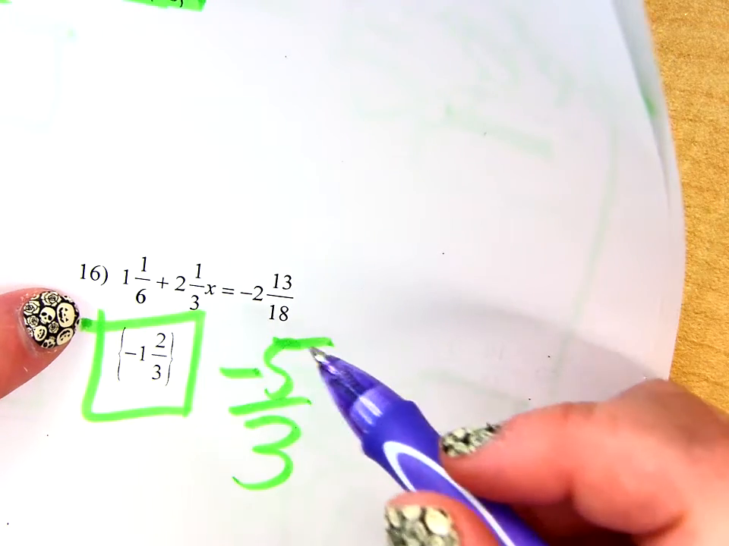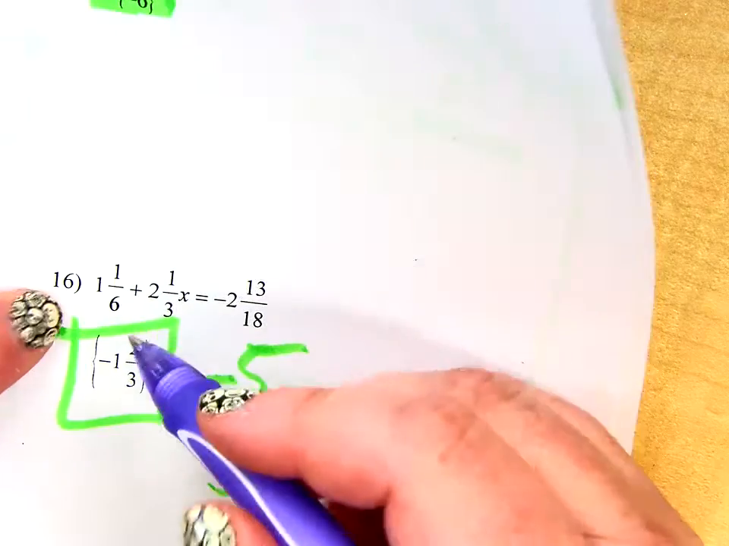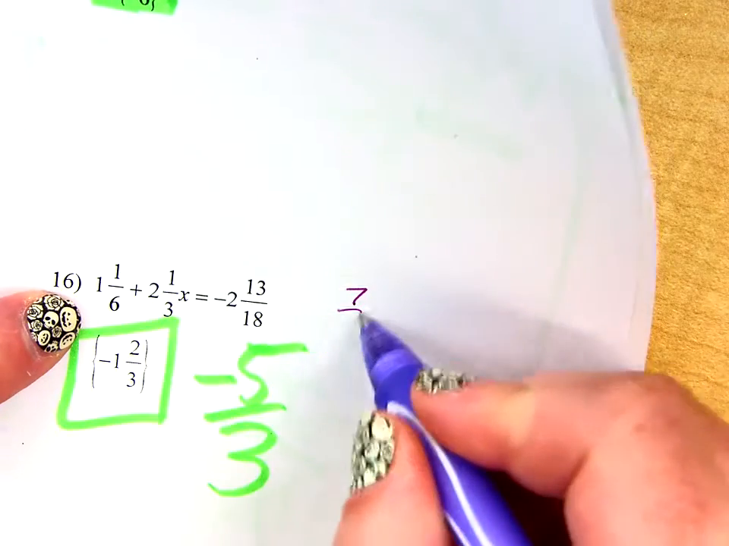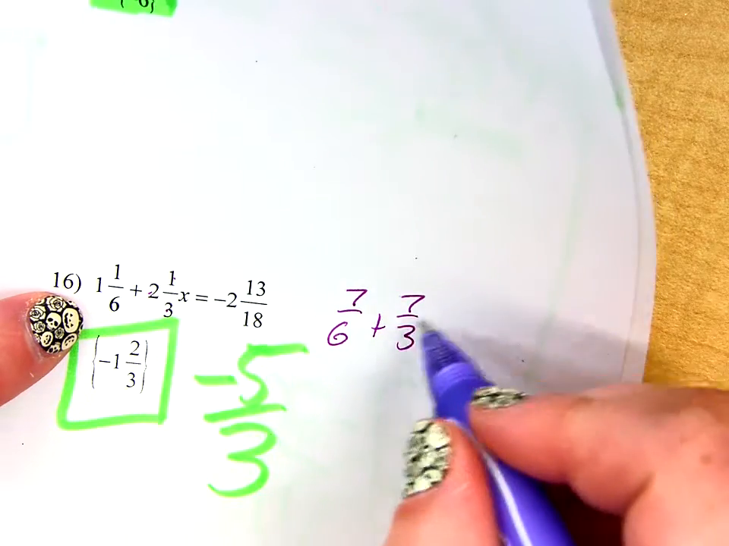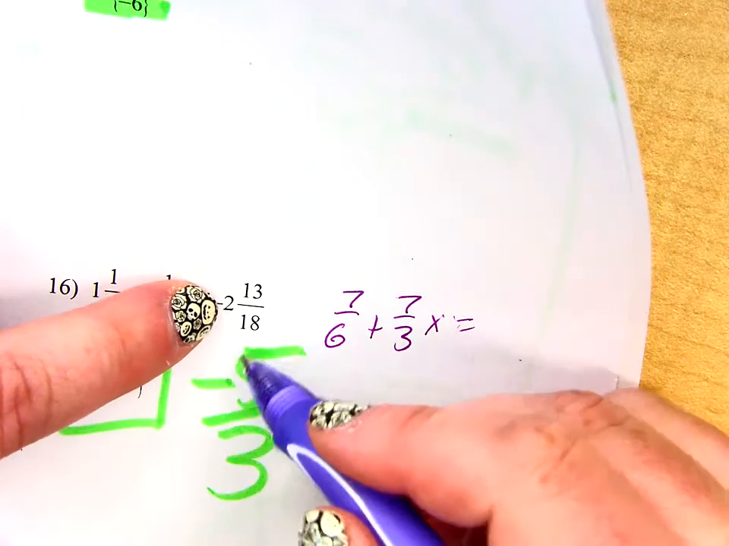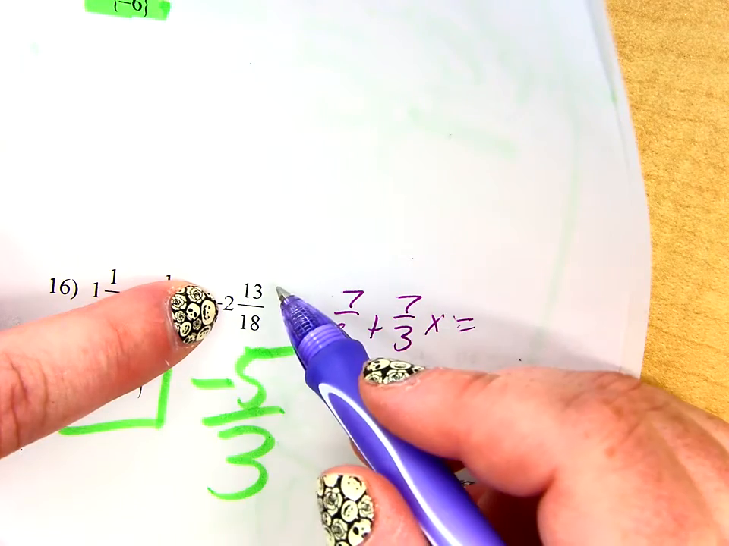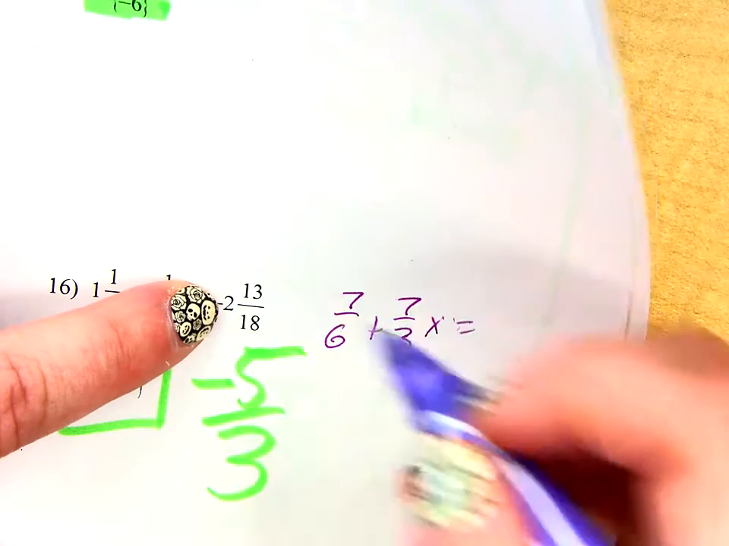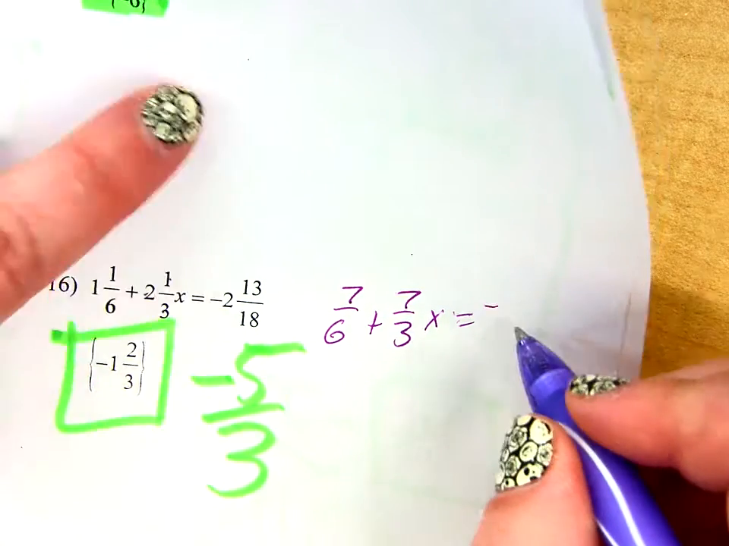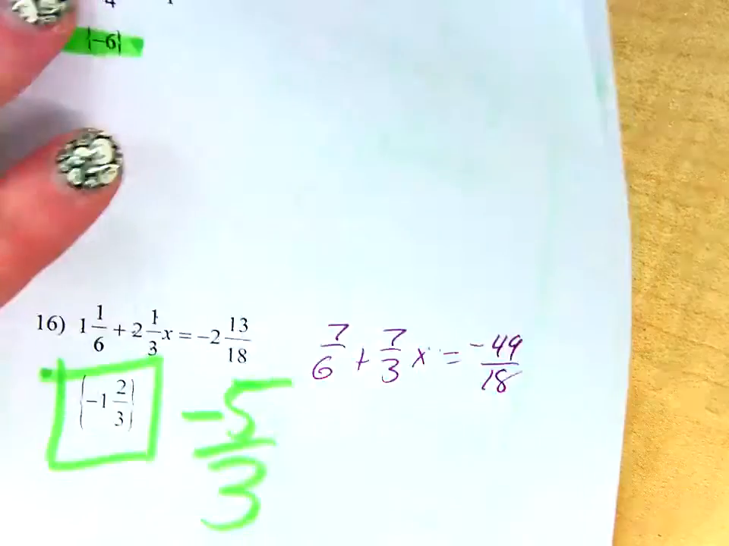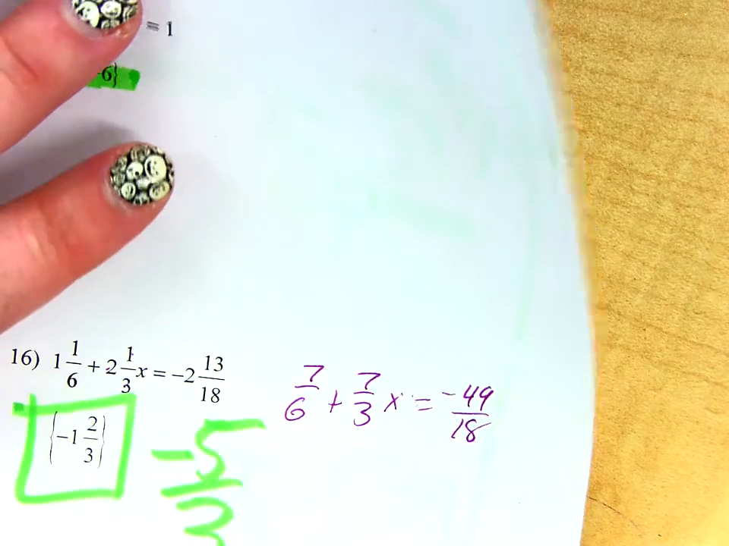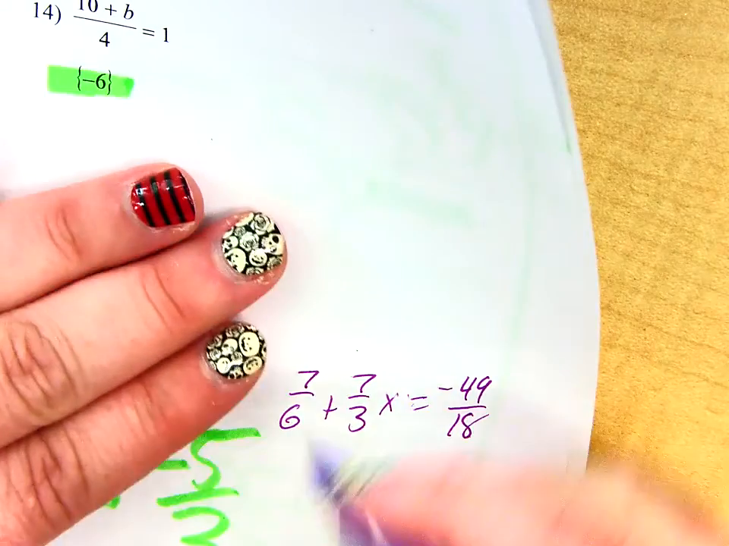So 16, let's see. I would start by making everything improper. So 7/6, 7/3, x. 36 plus 13 is 49. And then I'll just keep it negative. 49/18. Was 49 right? Okay.